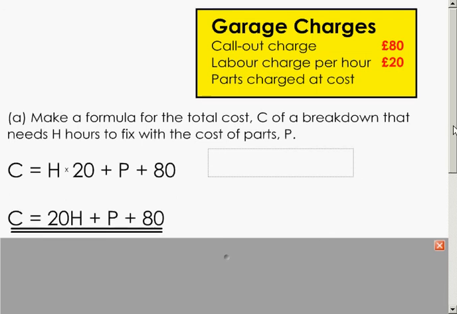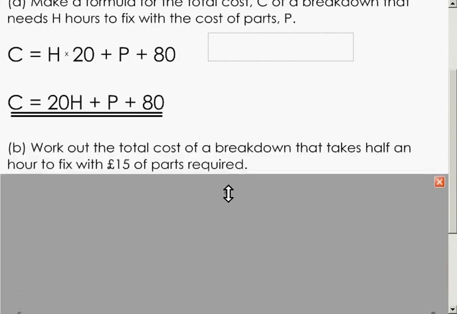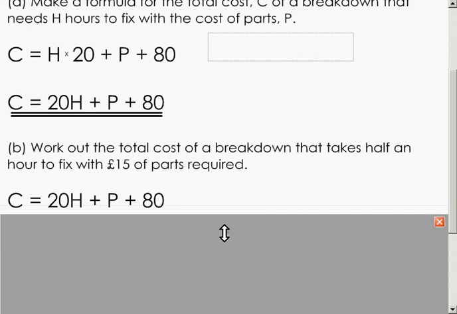Now we have our formula. The next part of our question, part B, work out the total cost of a breakdown that takes half an hour to fix with £15 of parts required. Thinking back to our previous lesson on formulae, we said the first thing you should do when attempting a formulae question is write down the formula itself. So our formula is C equals 20H plus P plus 80.